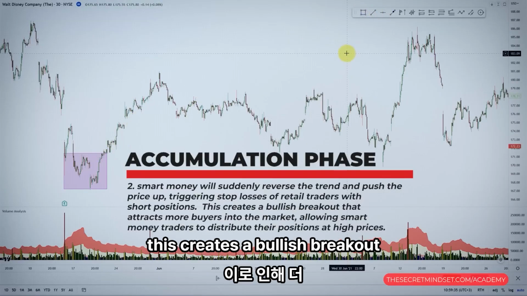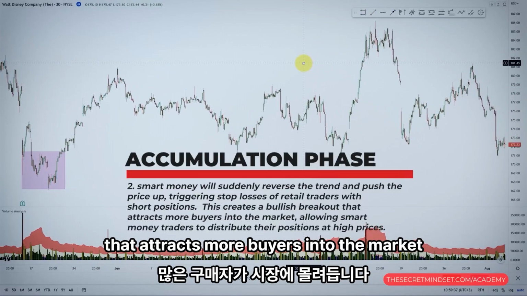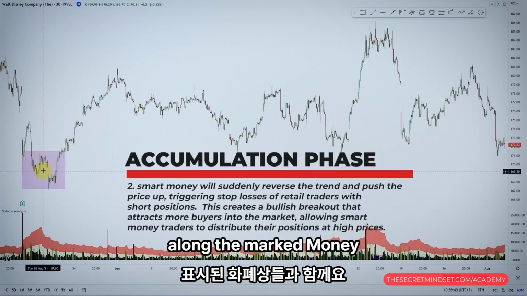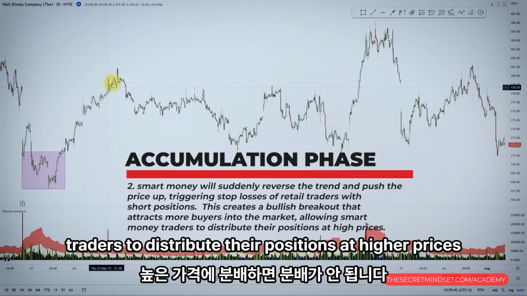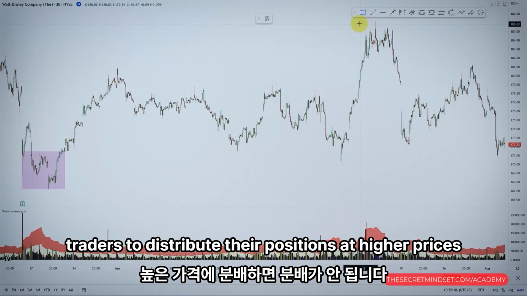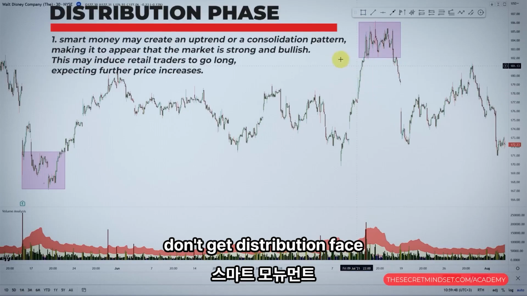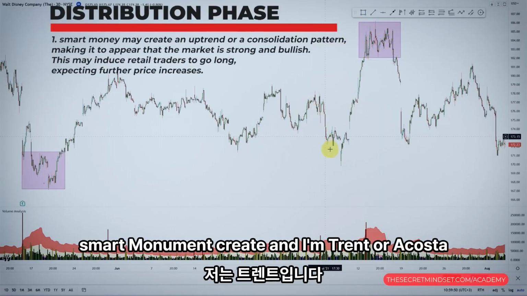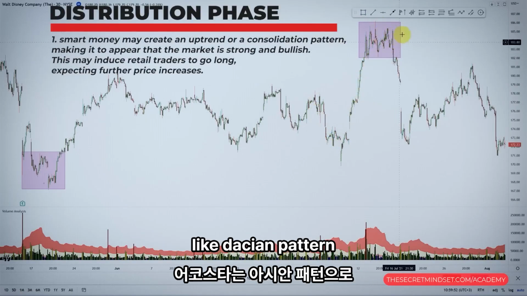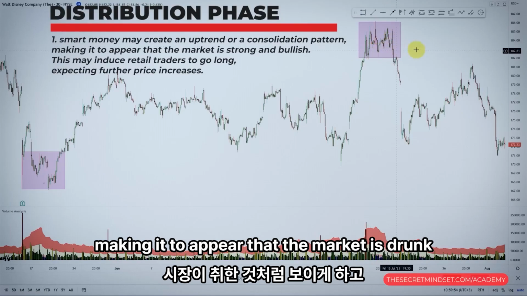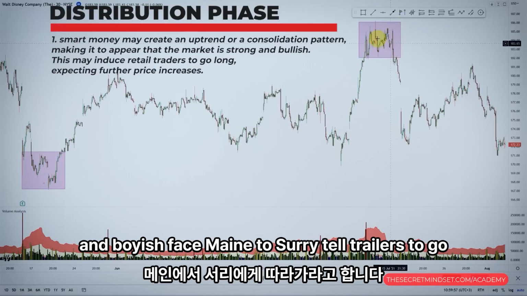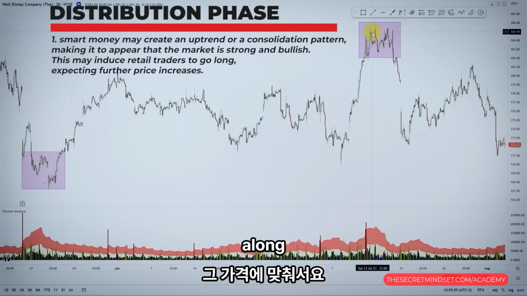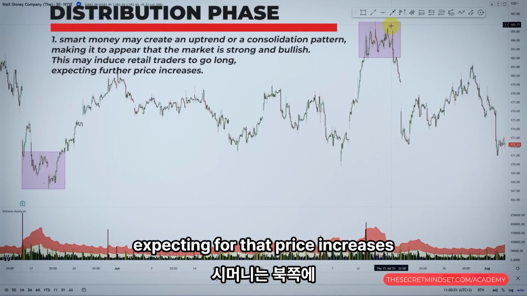This creates a bullish breakout that attracts more buyers into the market, allowing smart money traders to distribute their positions at higher prices. During the distribution phase, smart money may create an uptrend or a consolidation pattern, making it appear that the market is strong and bullish. This may induce retail traders to go long, expecting further price increases.